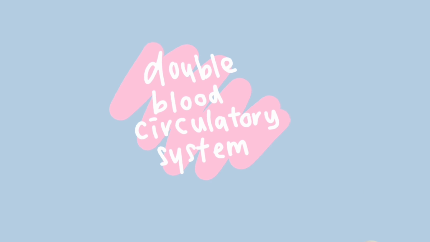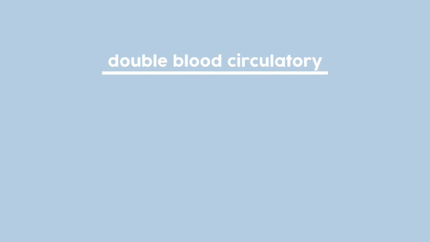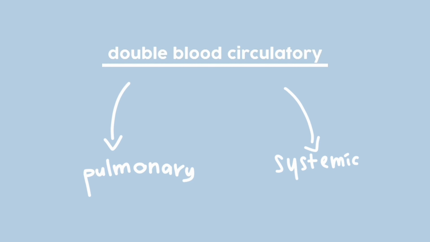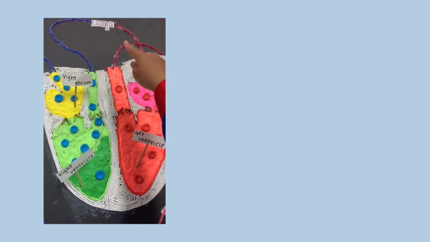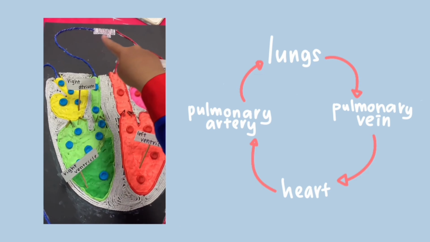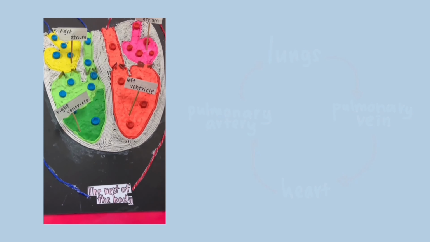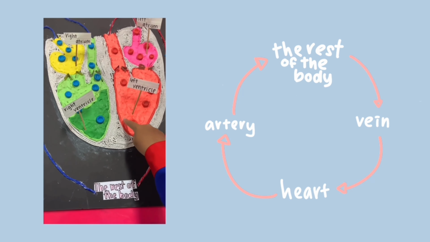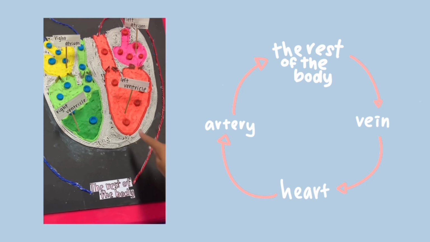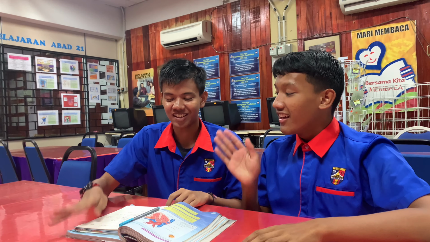Alright, without further ado, let's move on to the crucial part of this topic, the double blood circulatory system. Double blood circulatory system is made of 2 circulatory systems, the pulmonary circulatory system and the systemic circulatory system. Pulmonary circulatory system moves blood between the heart and the lungs. As for the systemic circulatory system, it moves blood between the heart and the rest of the body.